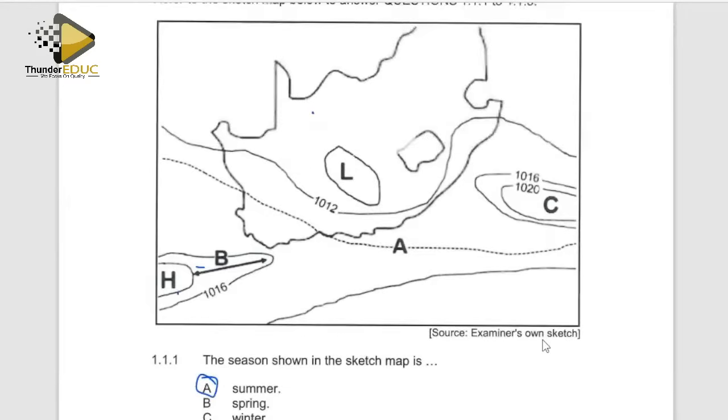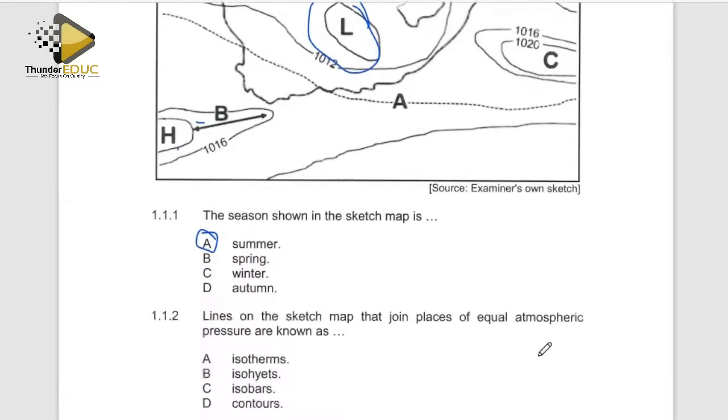Why are we saying it's summer season? If we check over the interior, we have a low pressure cell. That low pressure cell is caused by intense heating, and that is typical of summer conditions. We can only have a low pressure cell dominating over the interior during the summer season, where we have high amounts of incoming solar radiation.